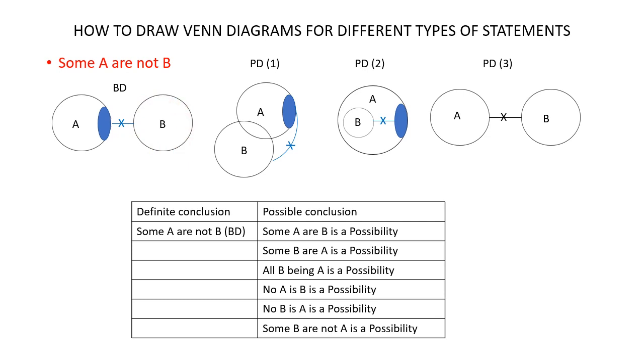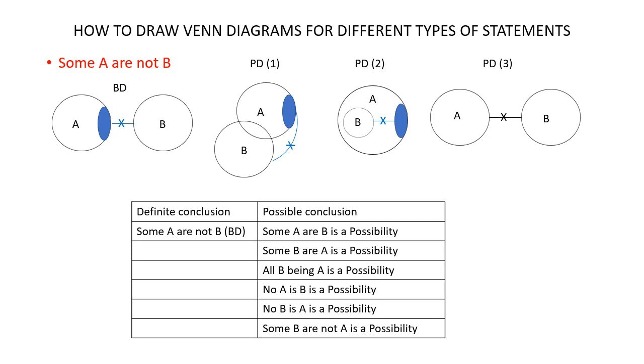Now to indicate that some elements of A are not B, shade this small part of A and then draw a line with a cross from this shaded portion of A to B to indicate that this part of A is not B. So this means that some A are not B. So this is the Venn diagram for the statement some A are not B. So whenever you have to draw a Venn diagram for statements like some A are not B, this is the Venn diagram that you should be drawing.